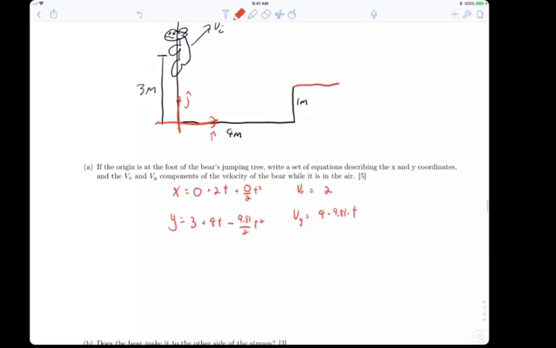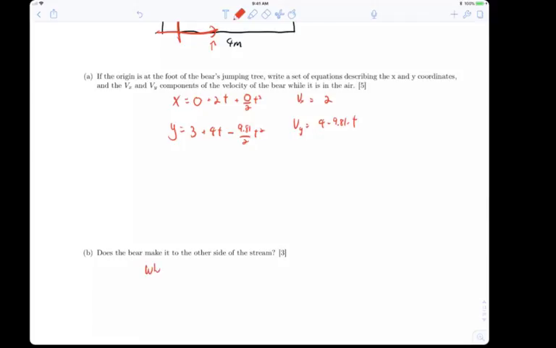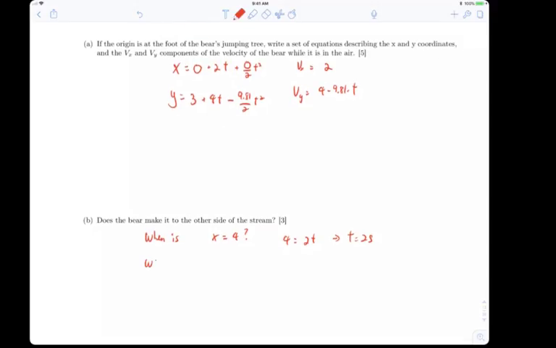Does the bear make it to the other side of the stream? How do we answer that? When is x equal to 4? x is equal to 4 when t is equal to 2 seconds. Let's find the altitude at 2 seconds. All right, so where's the altitude there? If he is above 1 meter, then he made it. Minus 8.62. No, he didn't make it to the other side of the stream.